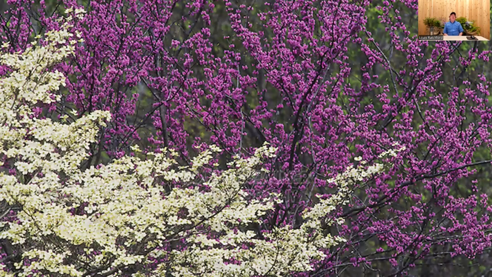This is one of my favorite pairings. This is a dogwood and a redbud. Both of them bloom at the same time. The native dogwood is the Virginia state flower. It comes out with these beautiful white flowers on them.